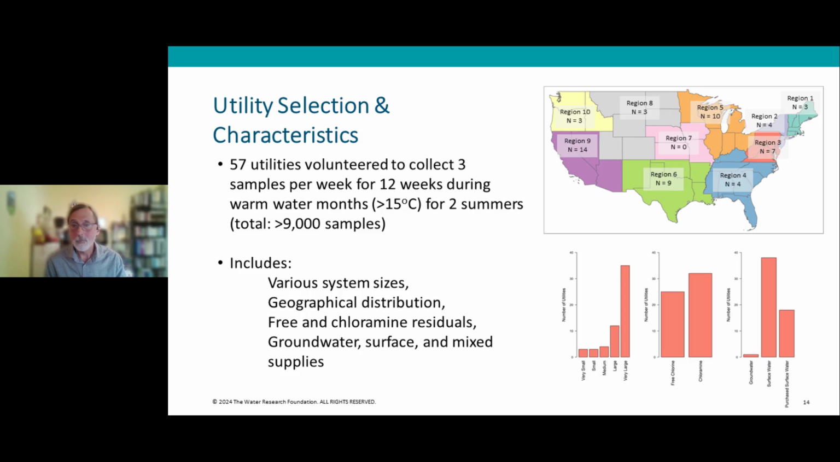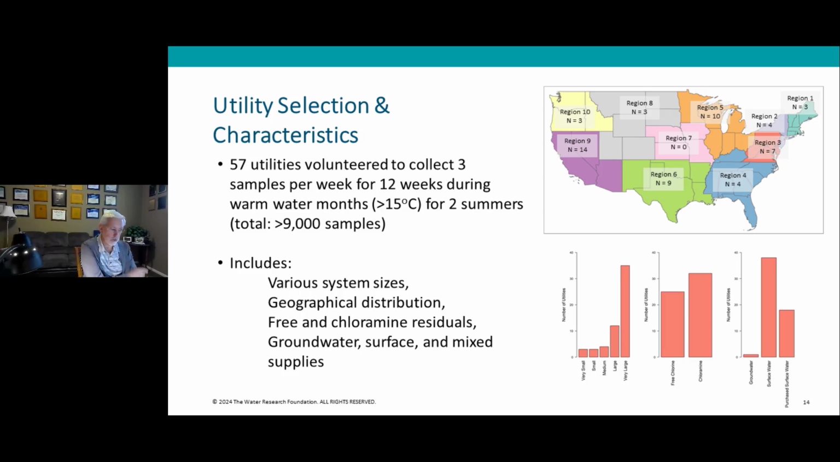All right, thanks, Tim. Well, as we've already alluded, we had 57 utilities that volunteered to collect 3 samples a week for 12 weeks during the summer months, because we had previously shown that Legionella is an organism that grows in warm temperatures, and we don't find much amplification during the winter. So we target our resources during the time that we expect the Legionella to be most prevalent. And utilities did this for 2 years. So, second to Tim's kudos to the brave utilities that stepped up and did this.